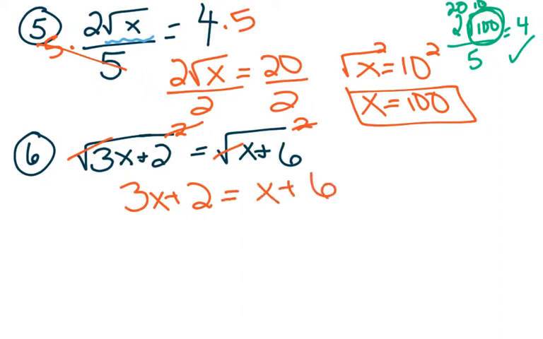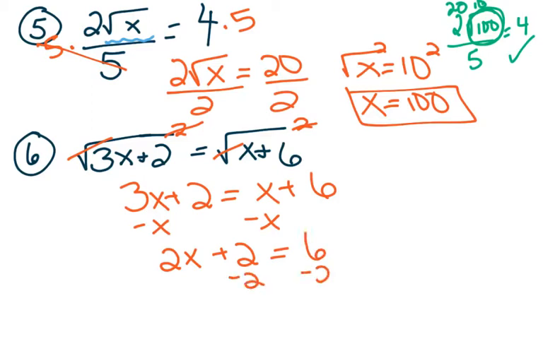Now we just have to do some basic algebra, get x by itself and start solving. So now I'm at 2x plus 2 equals 6. Minus 2, I get 2x equals 4. Divide by 2. Looks like x equals 2.